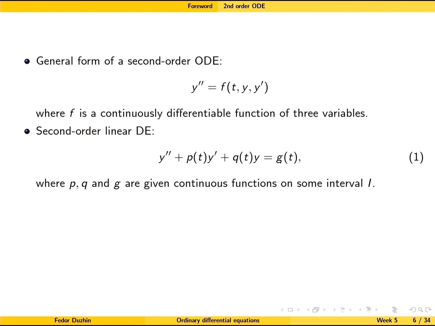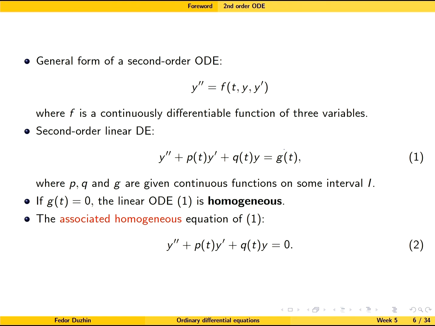So this is a second order ordinary differential equation. But if it is a linear second order differential equation, then it should be linear in y prime and y double prime, but it does not have to be linear in t. Well, a new word. If the right hand side of a second order linear differential equation is 0, then this equation is called homogeneous.